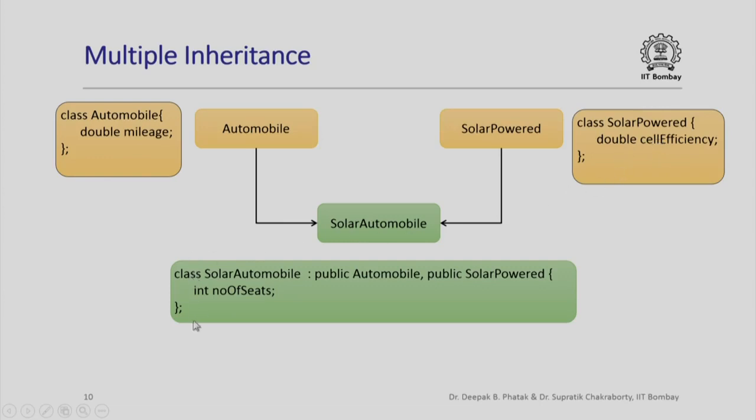In C++, this is done in pretty much the same way that we did derivation of one class from a single base class. Here we are doing derivation of one class from multiple base classes. So we say class solar automobile colon public, this is the mode of inheritance or mode of derivation from the automobile class, and then a comma public solar powered. So this is the mode of derivation from the solar powered class, and then just like we did earlier, I can define additional methods within this derived class and so on.